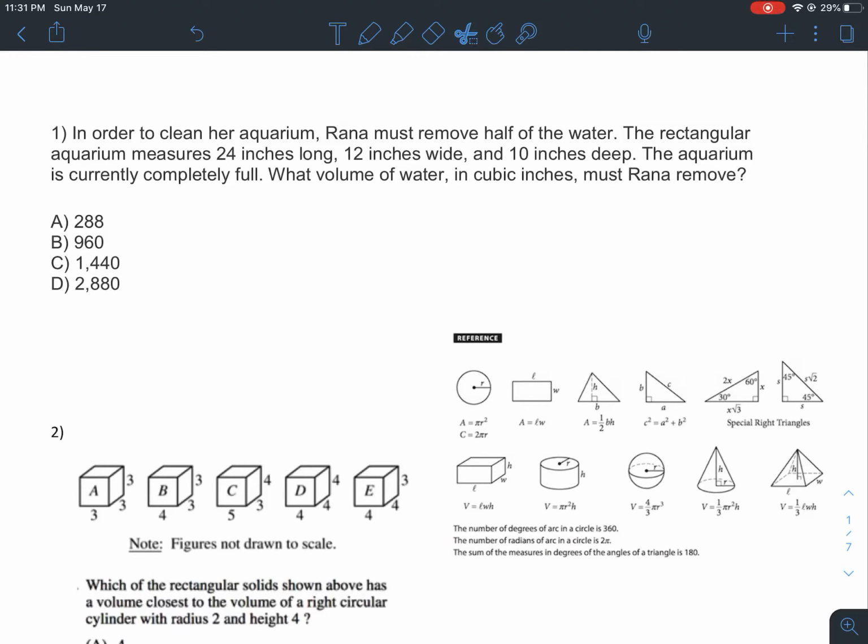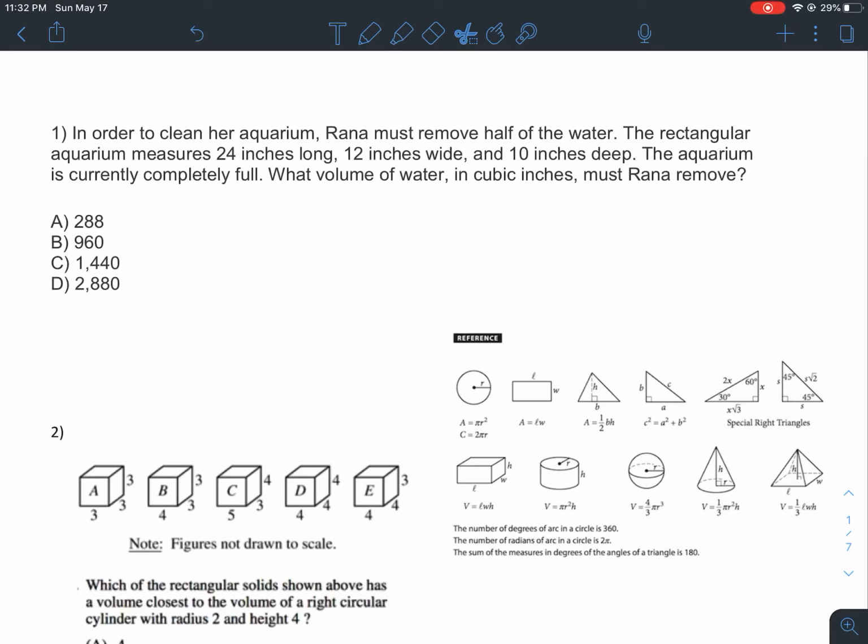I am going to be going over the first 3 problems of the SAT review worksheet. So, for number 1, it says, in order to clean her aquarium, Raina must remove half the water. The rectangular aquarium measures 24 inches long, 12 inches wide, and 10 inches deep. The aquarium is currently completely full. What volume of water in cubic inches must Raina remove?